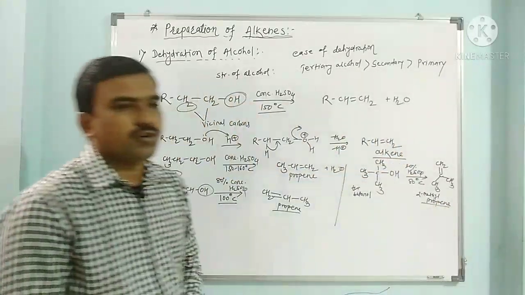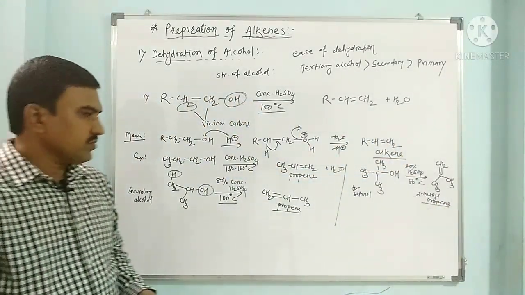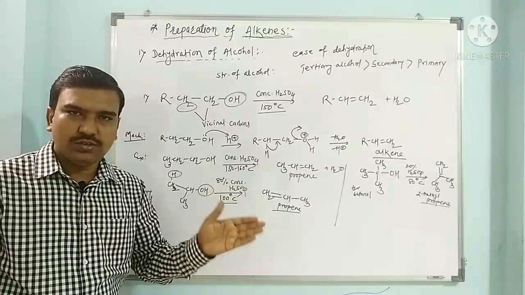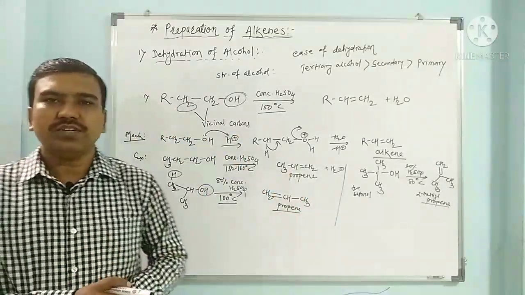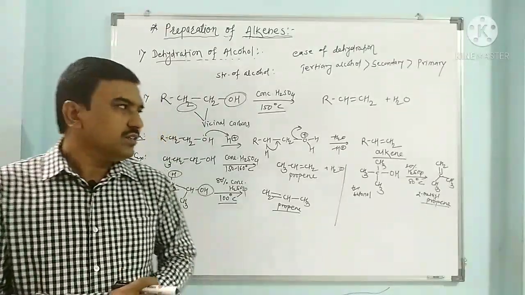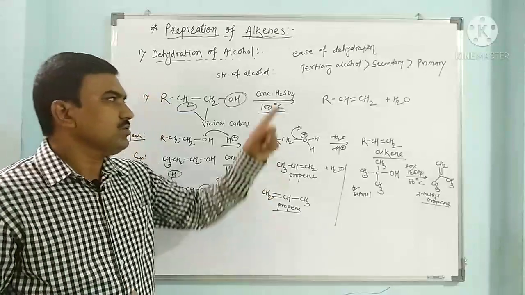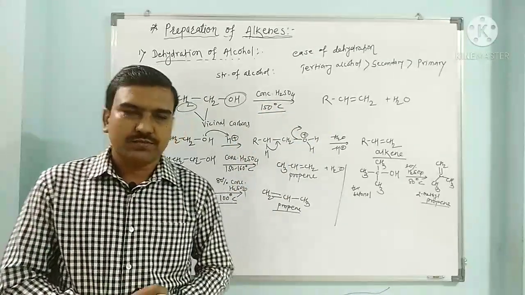In this way, we have discussed dehydration of alcohol giving alkene. When alcohol is treated with concentrated sulfuric acid, it undergoes loss of H and OH from vicinal carbons and gives alkene as a product.